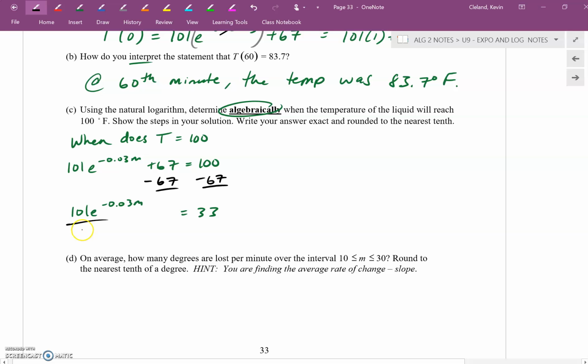We're going to then divide by 101 to cancel this out, and we'll have e^(-0.03m) equals 33/101. I just leave these in fraction form. It's just easier to work with and gets a more precise value. Next, we bring down that e as the base. Remember, it's the base of this exponential expression, so it's going to become the base of the log. Hey, that's the natural log. Then we perform the old exponential to log switcheroo.